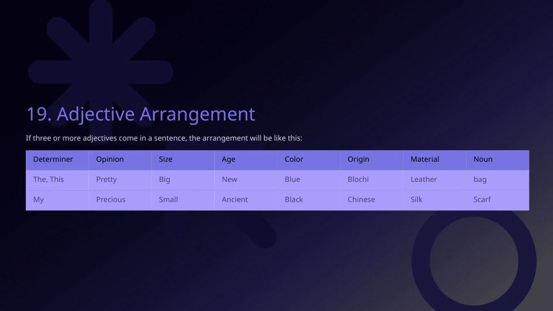So, whenever you're describing something with several adjectives, remember this order: opinion, size, age, color, origin, material, and noun. Following this sequence will make your description sound more natural and professional.